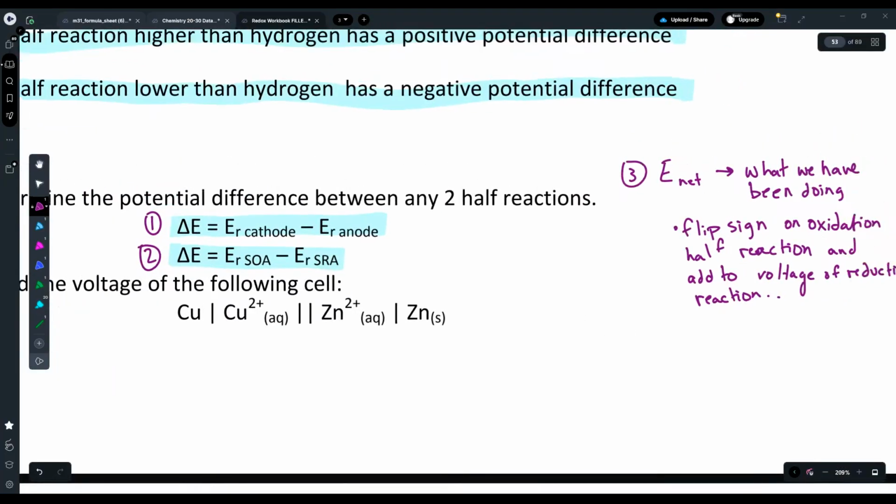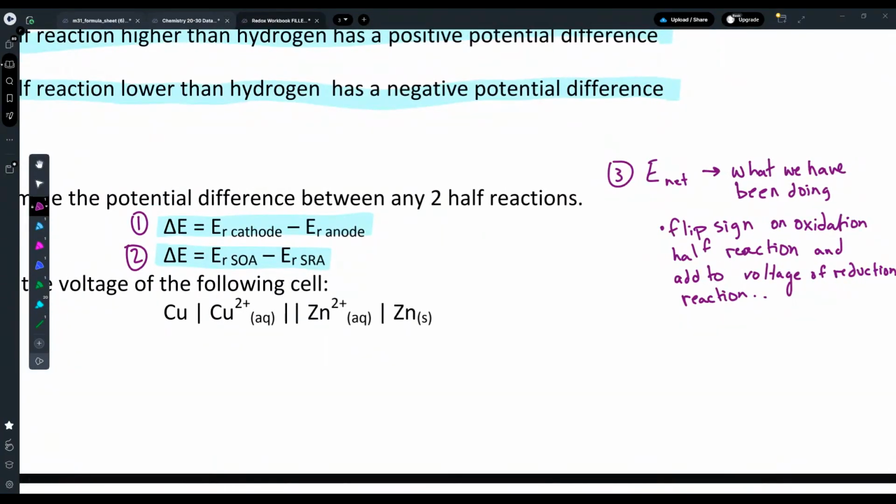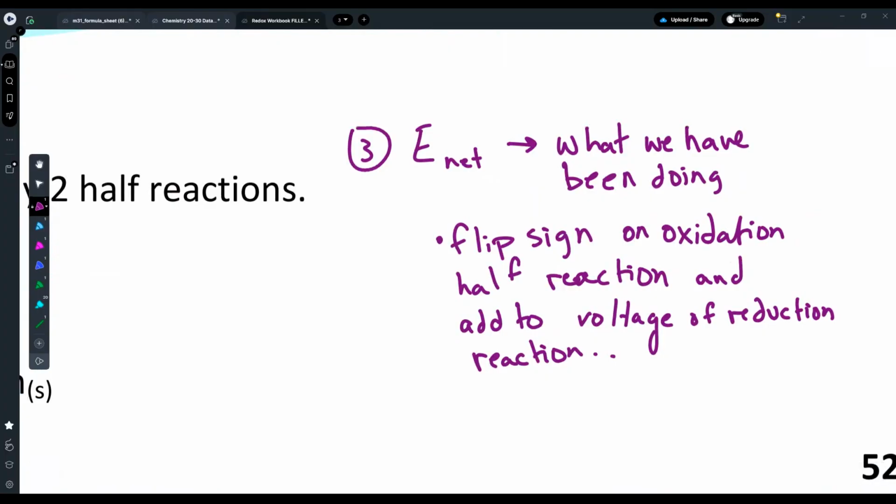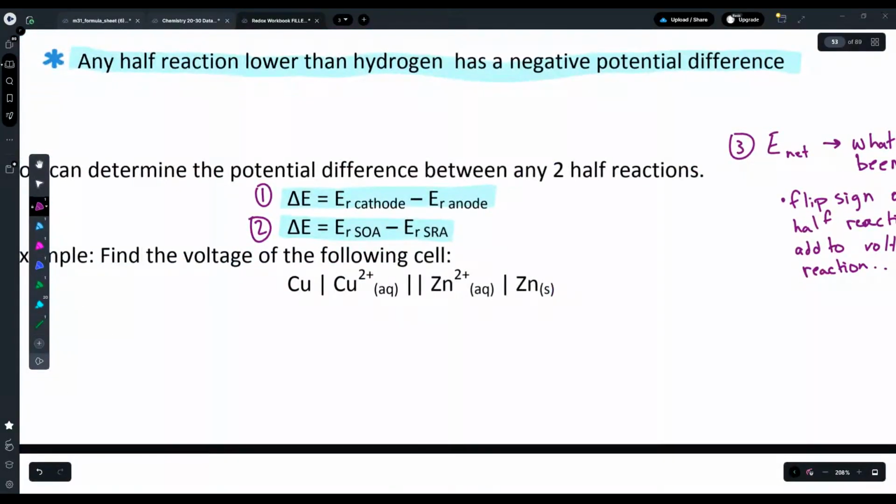Okay, so you have your choice. Options number 1 and 2, they're the more mathy way to do it, and all you have to do is plug in the numbers and away you go. Whereas the third method, so what we have been doing, is you just need to remember to flip the sign on the oxidation half reaction. You don't need to do that for these first 2 options because the negative sign in each of these does it for you.